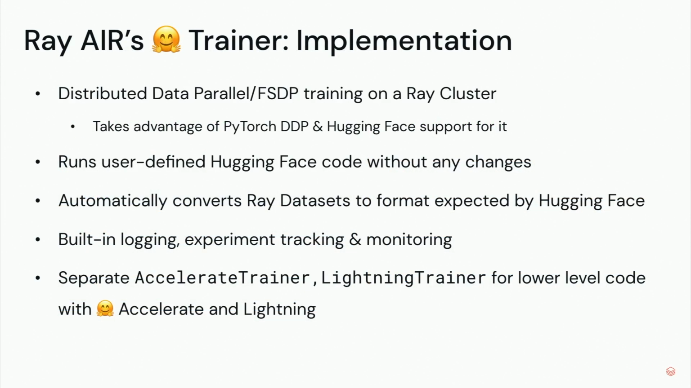So under the hood, if we look at the implementation of the transformers trainer in Ray Air, all it really does is it uses PyTorch communication primitives, the PyTorch distributed data parallel or PyTorch FSDP, or any other library that actually uses PyTorch communication, so DeepSpeed, for example, and orchestrates that on an entire Ray cluster. So a Ray cluster can be composed of one node, it can be composed of multiple nodes, it can be running on-prem, it can be running in the cloud, it can be running on Kubernetes.